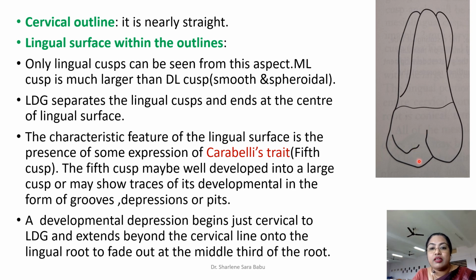The characteristic feature of the lingual surface is the presence of the cusp of Carabelli or the fifth cusp. The fifth cusp may be well developed into a large cusp or may show traces of its development in the form of grooves, depressions or pits. A developmental depression begins just cervical to the lingual developmental groove and extends beyond the cervical line onto the lingual root to fade out at the middle third of the root.